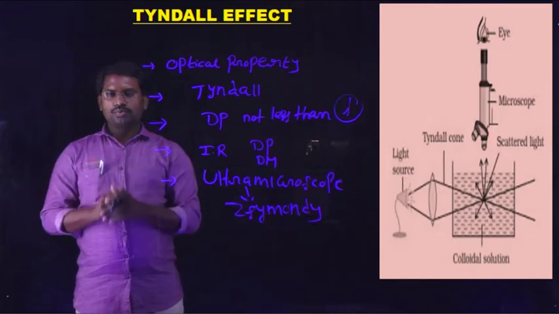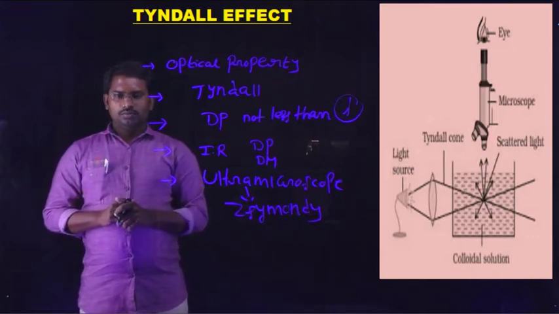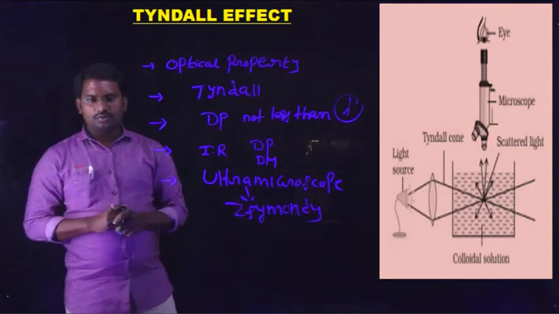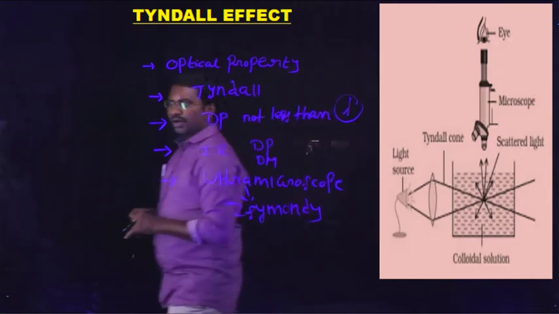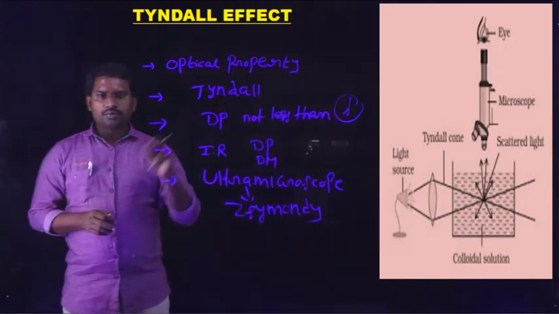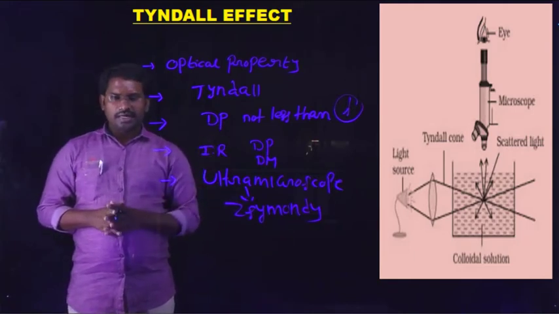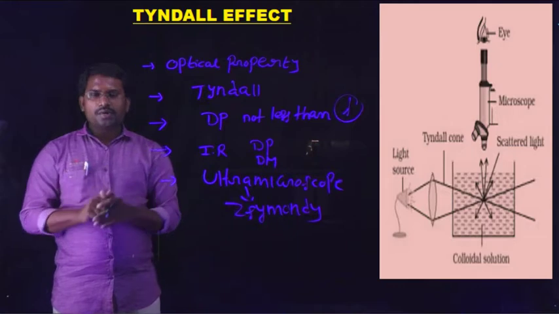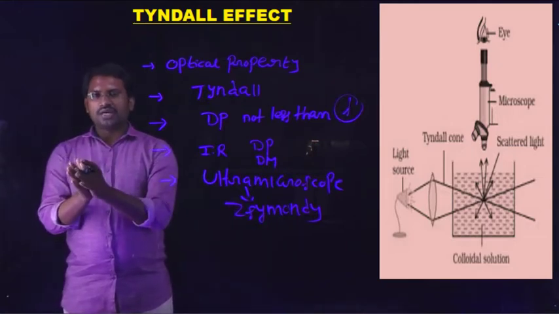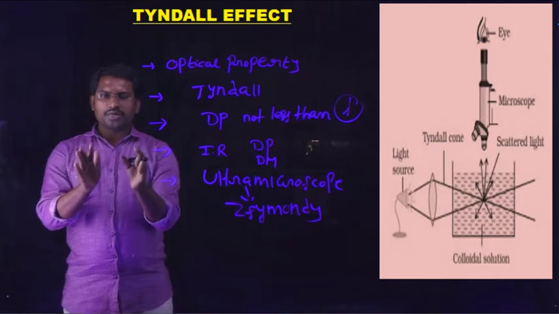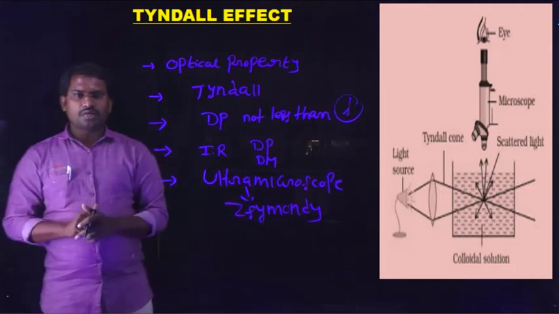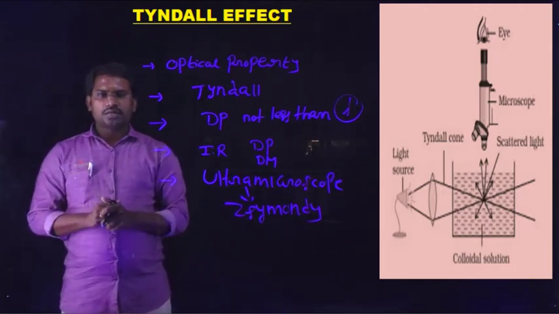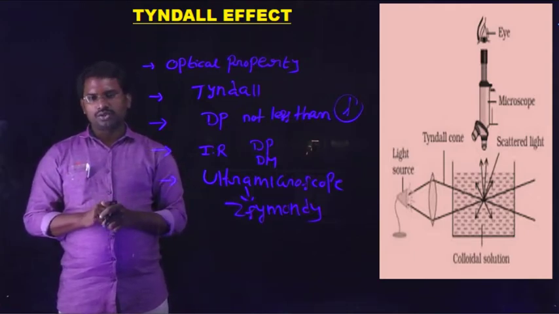This ultra microscope only helps to decide the nature of the colloidal solution, but it cannot give information about the size and shape of the colloidal particles. That is a very important thing regarding the ultra microscope used in the Tyndall effect process. It provides only the information about the nature of the given colloidal solution, but it does not give information about the sizes and shapes of the colloidal particles present in the given colloidal solution.